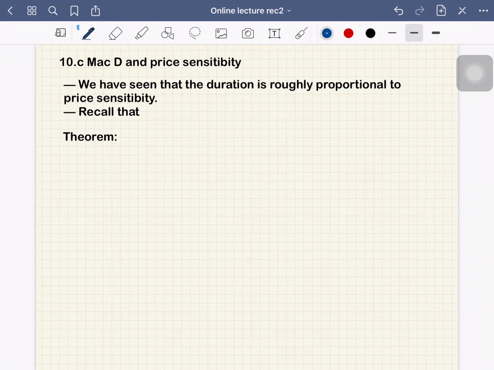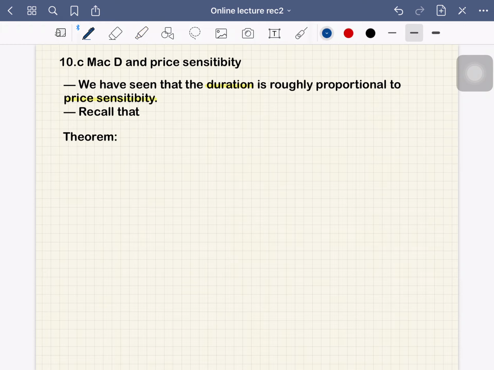Hi everyone, so next the 10.C, Macaulay duration and price sensitivity. So this is a more theoretical section. So we prove a theorem. We have seen that the duration is roughly proportional to price sensitivity, but we want to formulate this mathematically.